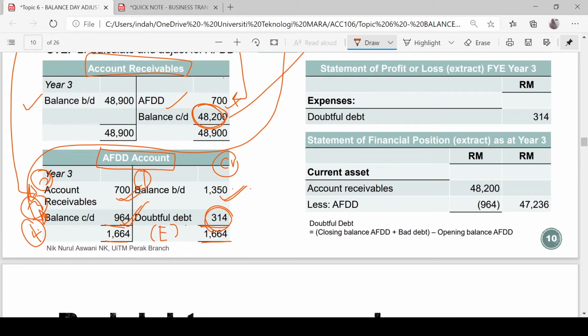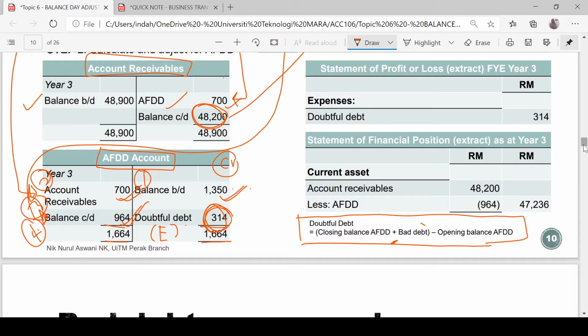Or you may simply use the formula, but now the formula has changed, where we have to include also the bad debts that we have recognized earlier. So closing balance AFDD plus bad debt minus opening balance AFDD. You will get the same amount as the one that you get here from the account, 314.